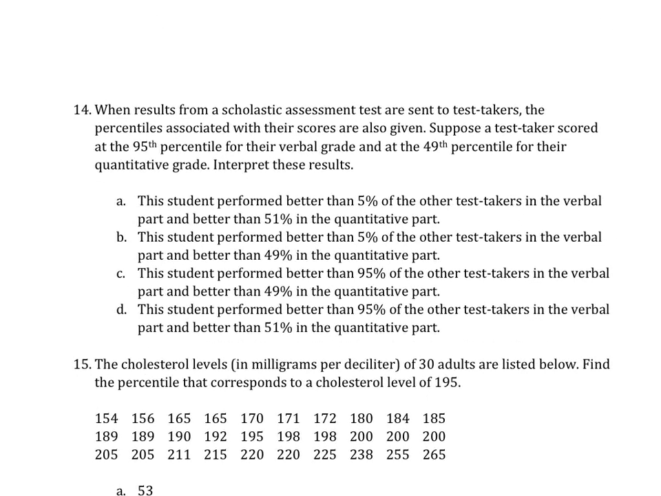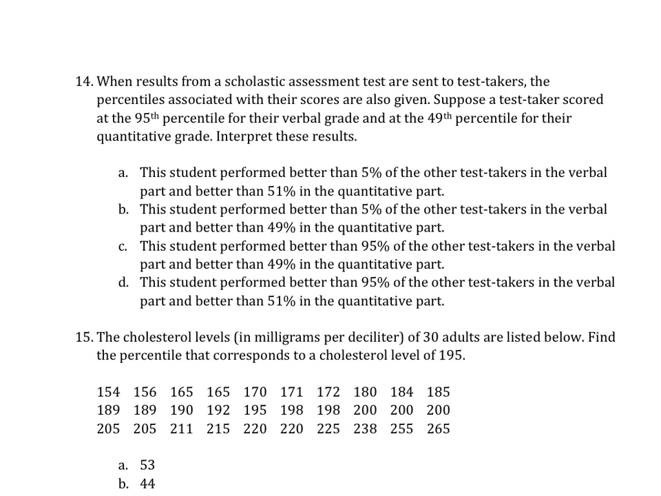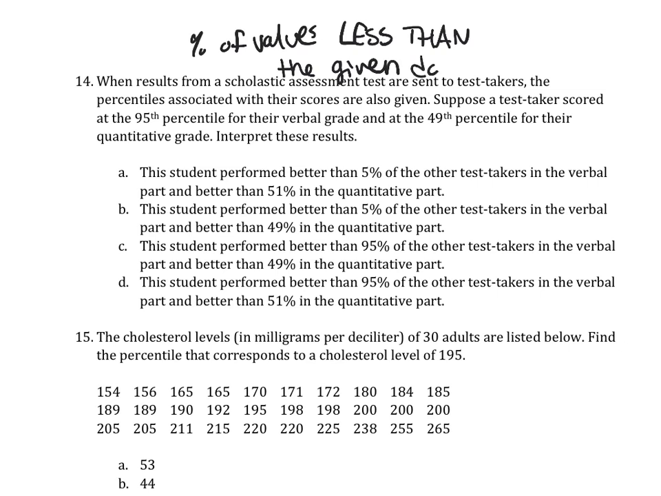All right, number 14. When results from a scholastic assessment test are sent to test takers, the percentiles associated with their scores are also given. Suppose a test taker scored at the 95th percentile for their verbal grade and the 49th percentile for their quantitative grade. Interpret these results. So percentile tells you the percentage of values less than the given data value, whatever we're looking at.